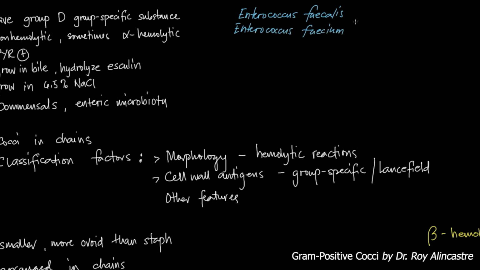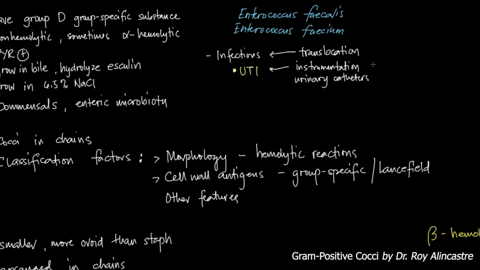Infections are usually due to translocation of the bacteria, no, from their normal habitat. The most common is the urinary tract, no, usually due to instrumentation, insertion of urinary catheters, and structural abnormalities in the genitourinary tract. It can also cause meningitis and bacteremia in neonates, typically from vaginal delivery.